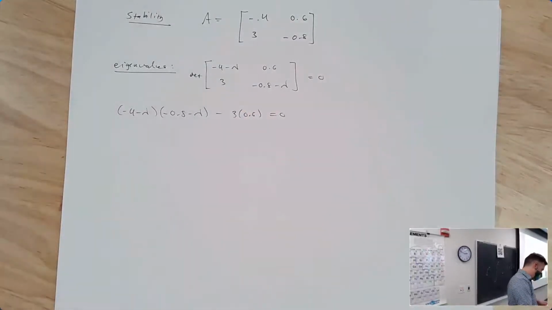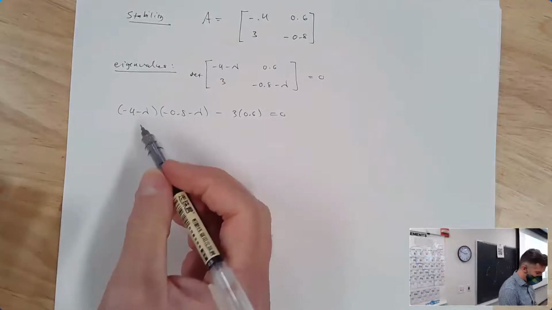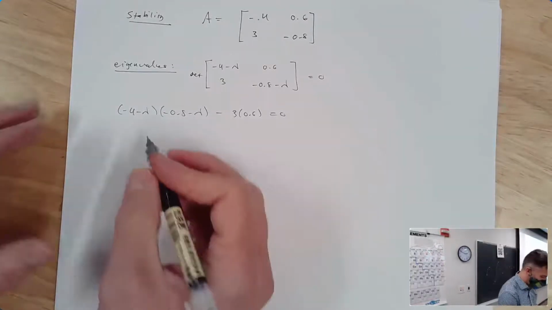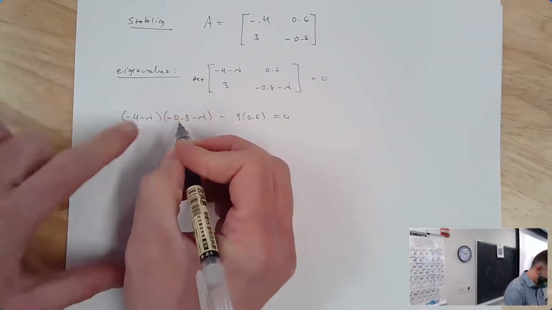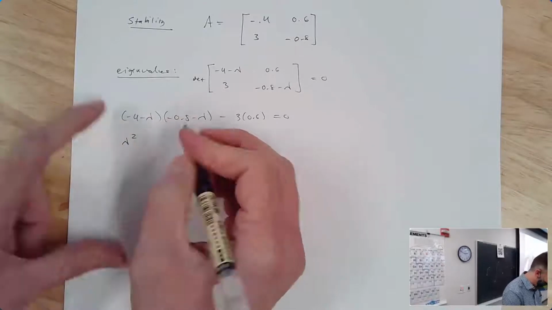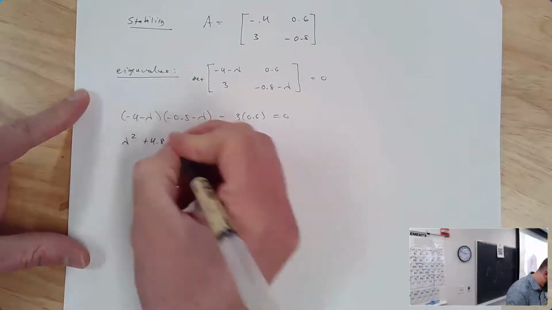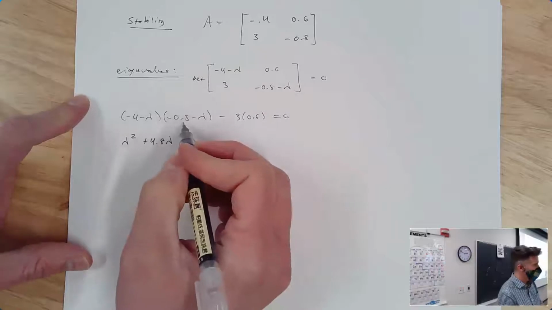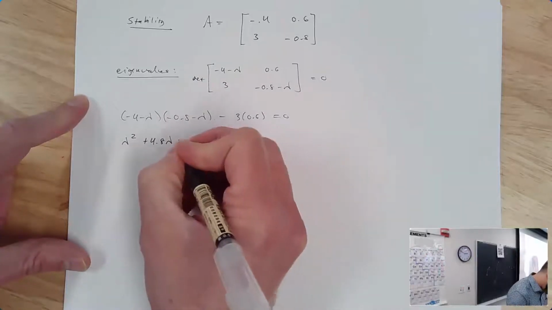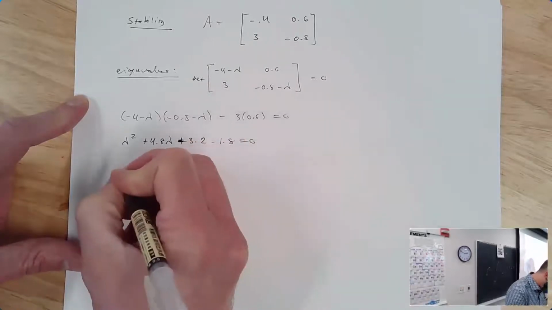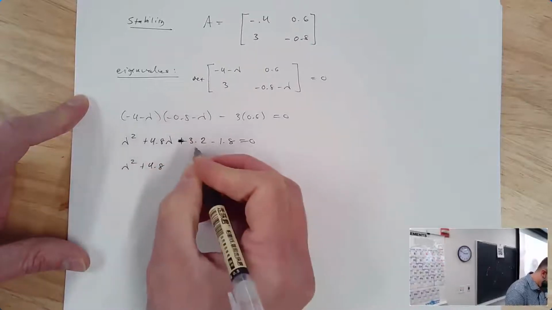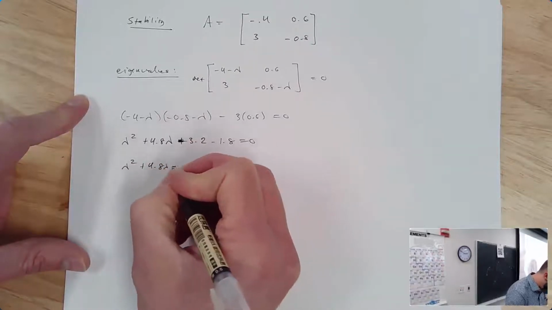I mean, I know we could solve this. I don't want you to have to solve this on a midterm, because although you can, it's kind of a giant pain, right? Let me go one more step and then I'm going to stop. So I'm going to get lambda squared plus 0.8 lambda plus 4 lambda. So I'm going to have plus 4.8 lambda. And then 4 times 0.8 is 3.2, plus 3.2 minus 3 times 0.6 is 1.8 equals 0. So I've got lambda squared plus 4.8 lambda, and then 3.2 minus 1.8 is minus 1.4.